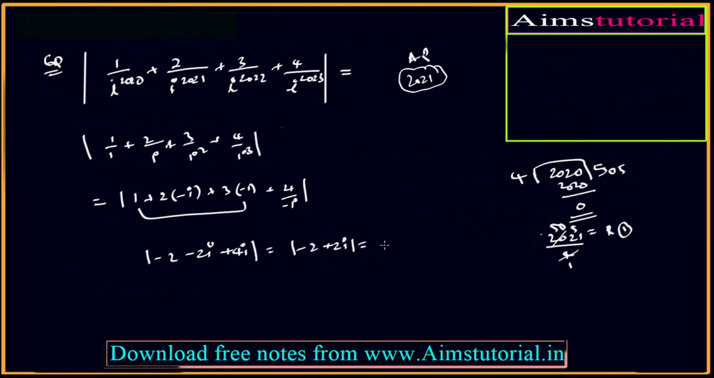Next we have to find the modulus of this one, that is root over 2 square plus 2 square, which is root 8, 4 plus 4 is root 8. We can write 2 root 2. Therefore the modulus of 1 by i power 2020 plus 2 by i power 2021 plus 3 by i power 2022 plus 4 by i power 2023 is 2 root 2.